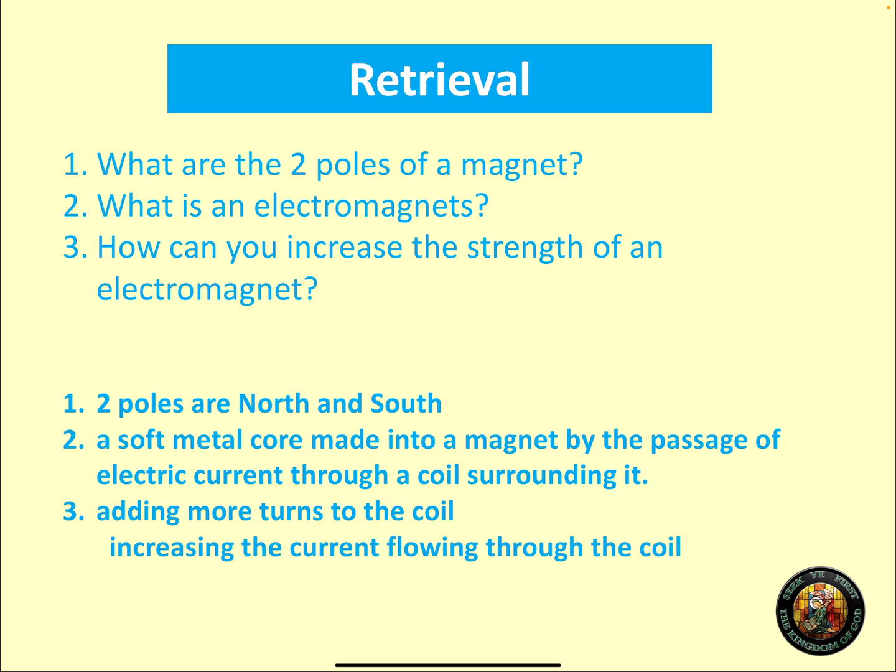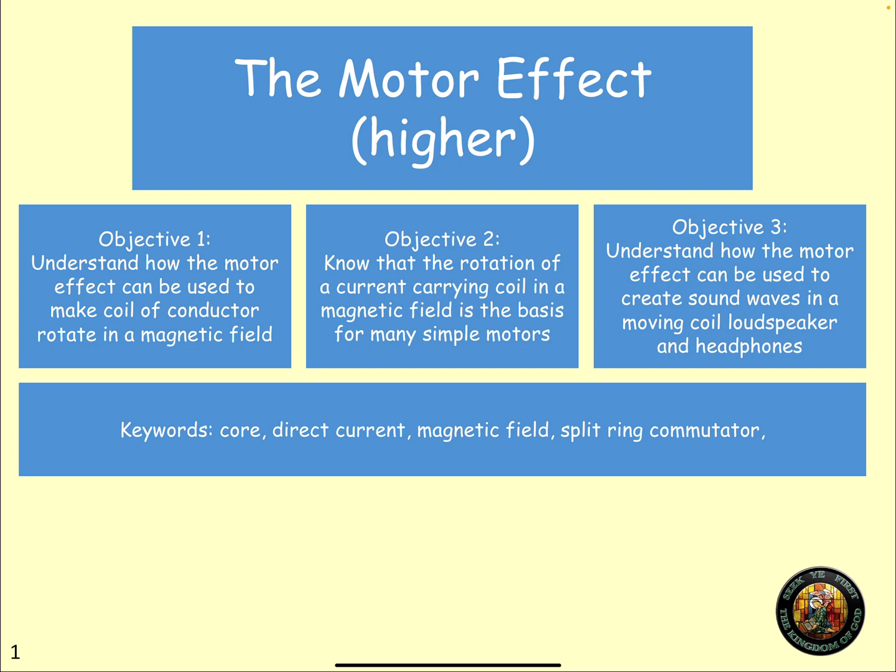So, moving on. The motor effect, 3 objectives. And the keywords: core, direct current, magnetic field, split ring commutator.